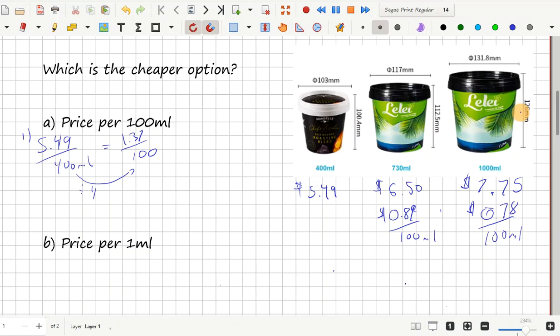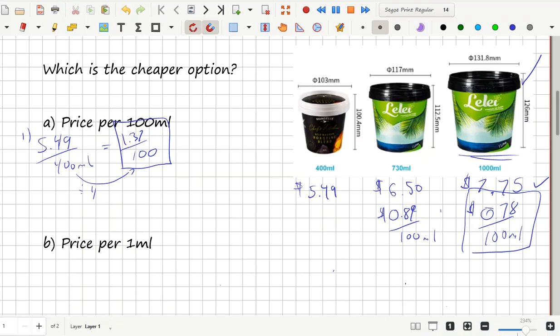So we can see that this last one here is the cheapest option because it's 78 cents per 100 milliliters. This one's a little bit more, 89 cents, and the first one was $1.37 per 100 milliliters. Okay, so that's how you can compare those per 100 milliliters. Per 1 milliliter, I think I'm going to leave to you. You would basically just divide each one of these things by the amount of milliliters. So the first one you divide by 400, the second one you divide by 730, and the last one you divide by 1,000. But sometimes it's nice to have in terms of 100 milliliters.